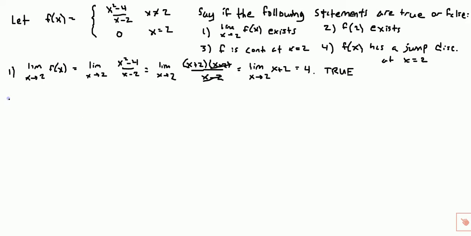Let's go to the second statement. f of 2 exists. Sure, we defined f of 2 to be equal to 0. 0 is a number that exists, so that's an easy one. f of 2 equals 0. True.